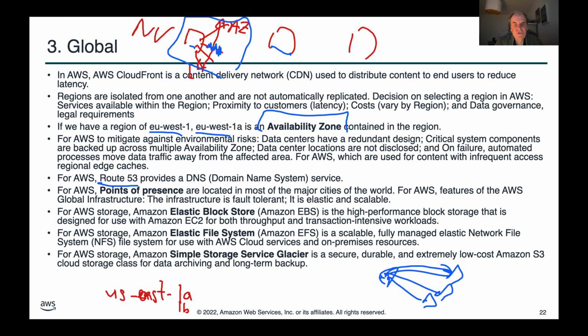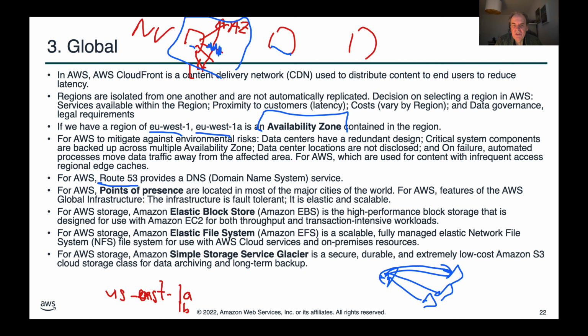AWS provides Route 53, which is a domain name service that works across the world. We also have points of presence in most of the major cities in the world, which will give a local presence inside that region. Elastic Block Storage is used and will be synchronized across the availability zones, but not outside the regions.